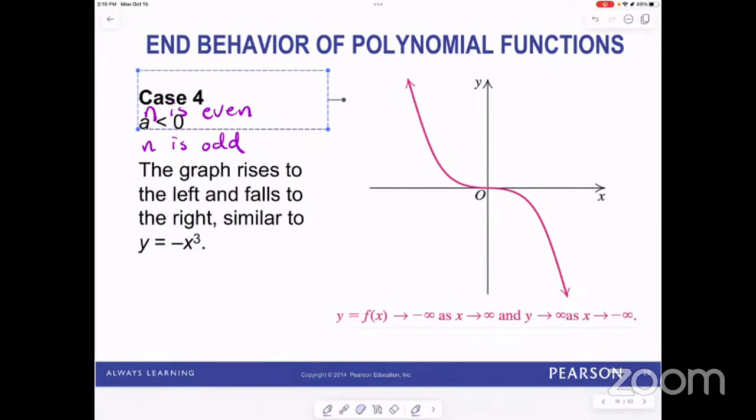Right? A negative leading coefficient falls to the right. If n is odd, the other side does the opposite, goes up to the left.